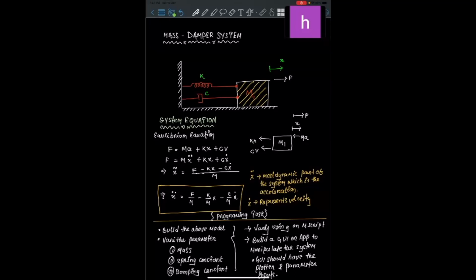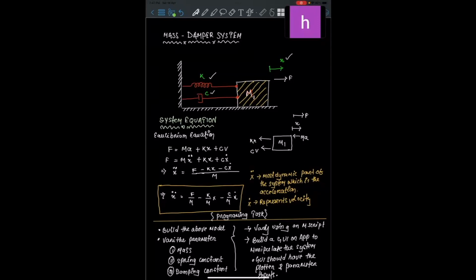So basically, I was telling you about the mass-spring-damper system yesterday, right? As you can see here, this is the mass-spring-damper system. In this one, this is the mass M1, which you can consider as M. And here this is the spring constant, and here is the damping constant.